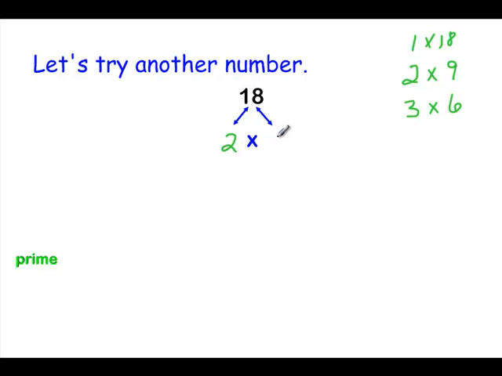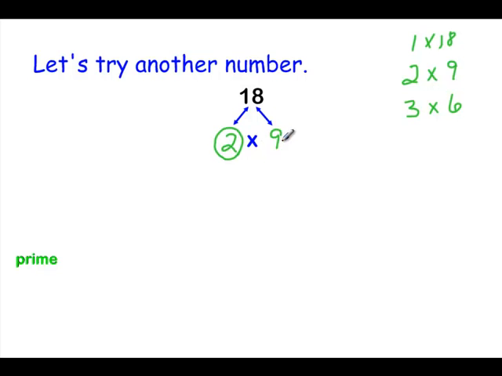So 2 times 9 does equal 18. Now look at your 2 factors. 2, is it prime or composite? Well, by now I know it's prime. We've worked with this number enough to know it's prime. The only numbers multiplied together that equal 2 are 1 times 2, and that's a prime number.